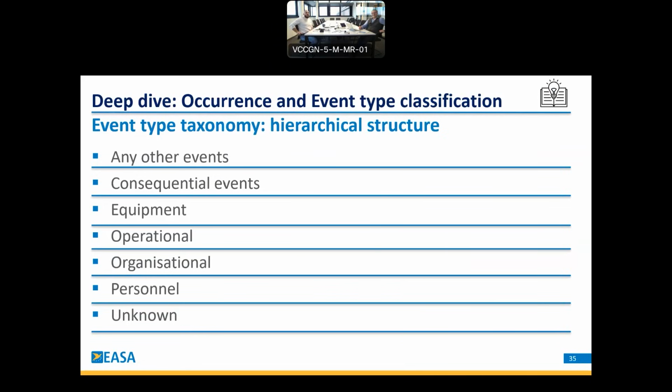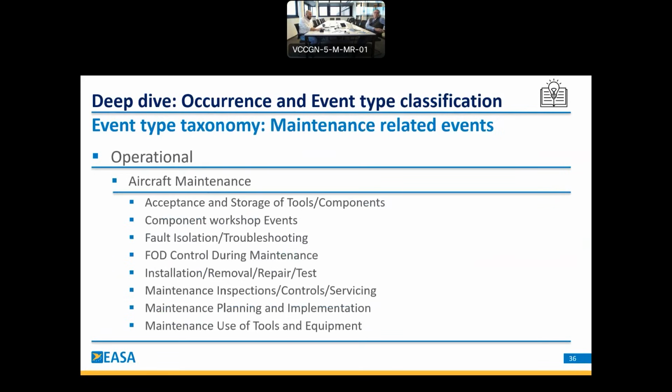So here I've shown only level 1. For this value you see there, only any other event and unknown don't have children values, while all the rest, consequential event, equipment, operational, organizational, personnel, have children values. So there is level 2, level 3, and level 4. But I will focus here on maintenance-related events and human factor events. We will see in the next slide, because it's what you will use the most together with the equipment.